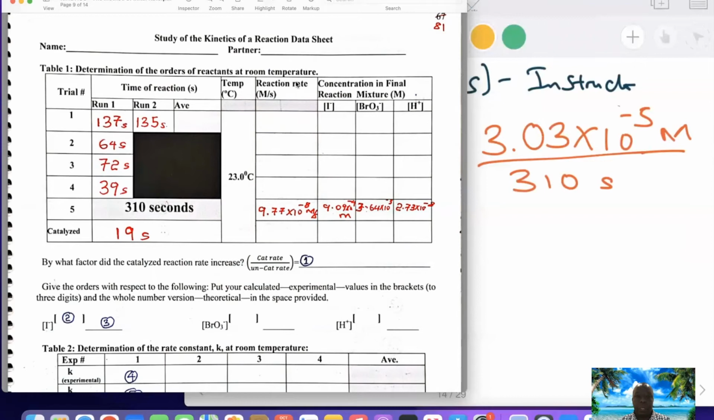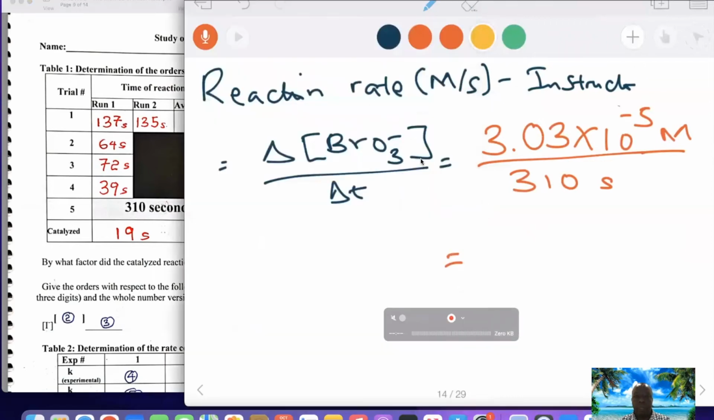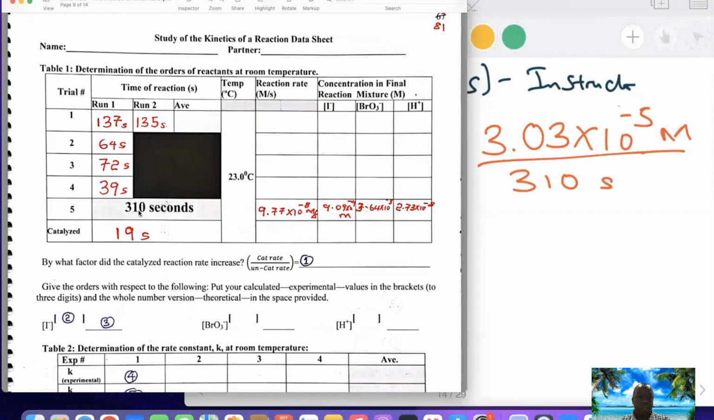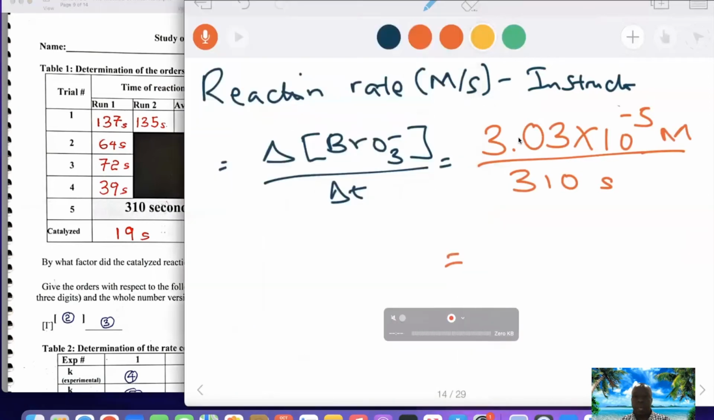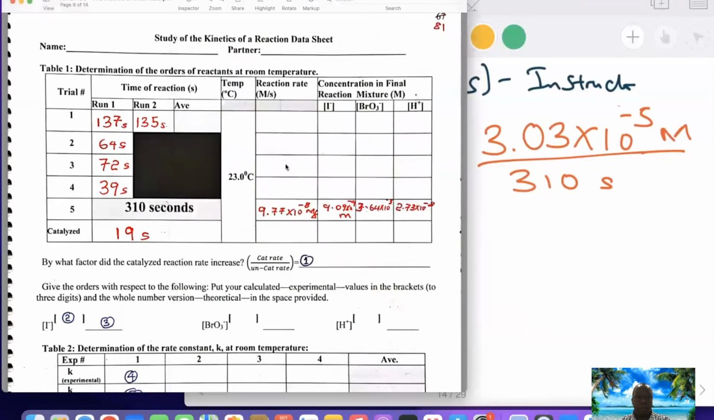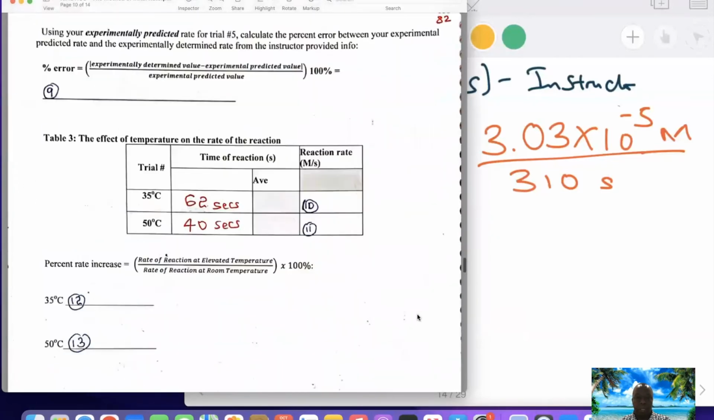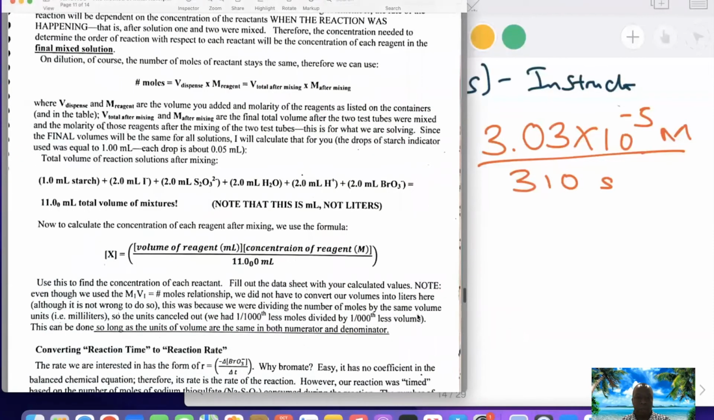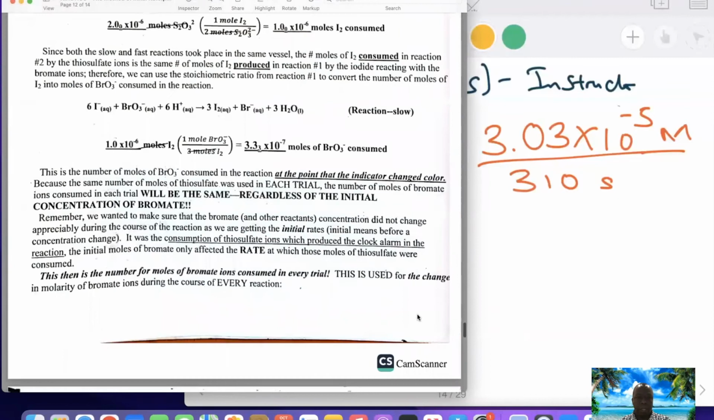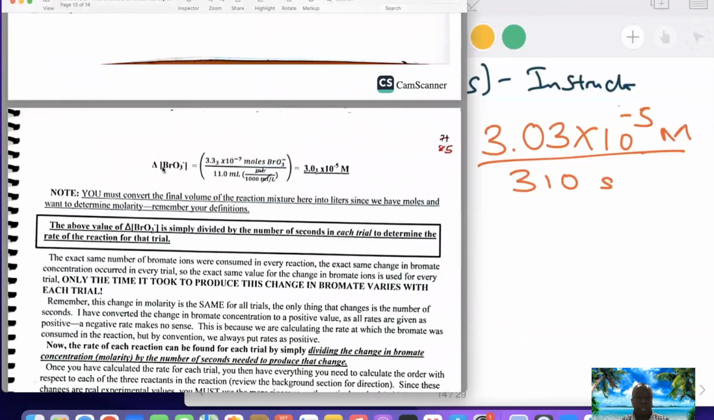In the background, the reaction rate will be a function of the change in concentration of the bromate ion over the change in time. You took note of the time here: for the instructor, it is 310 seconds. This concentration here is for all the runs. This is the value you'll be using for run 4, 3, 2, and 1. It's given in the calculation section. Let's see in the calculation section: there is the change in concentration of bromate over change in time.